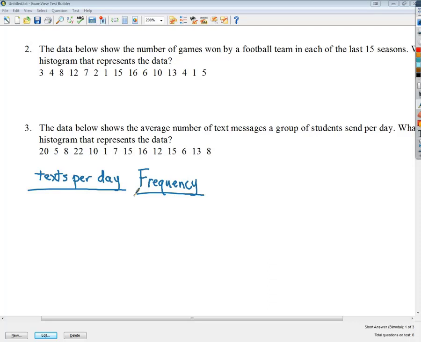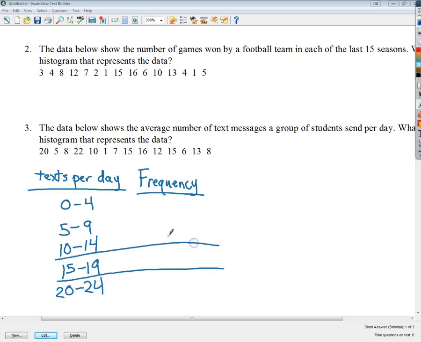So 0 to 4, 5 to 9, 10 to 14, 15 to 19, and then 20 to 24. That should get everything covered. Now I just count them. Make sure you mark them out so you can see what you're doing. 1 there is between 0 and 4, and that's it. Not a lot of low-level texters here.